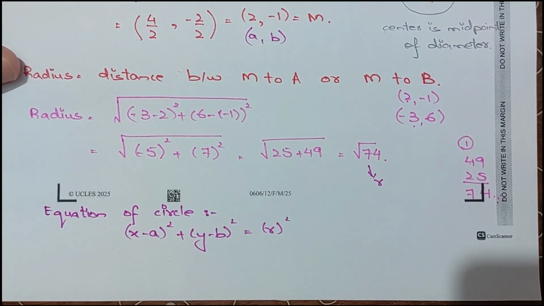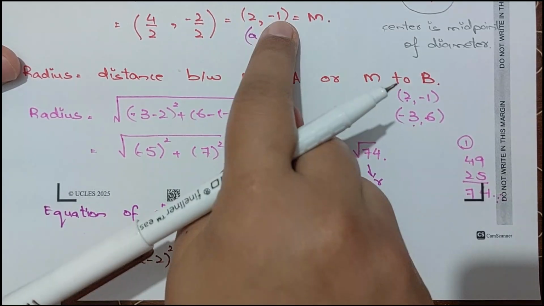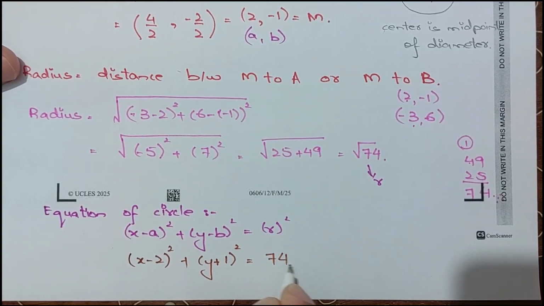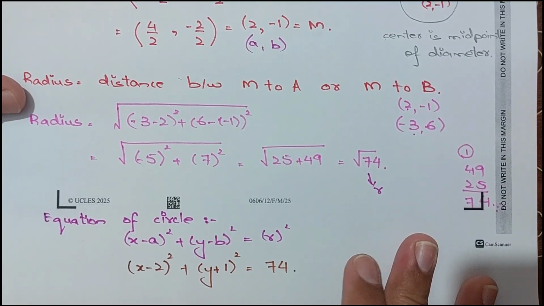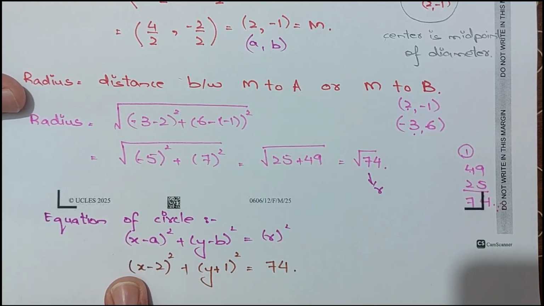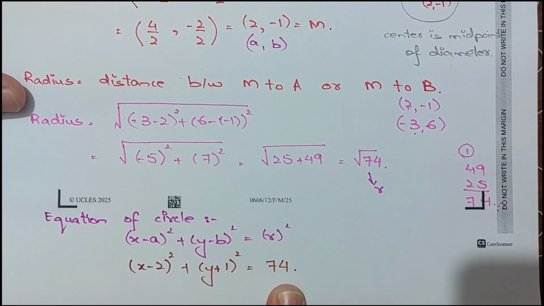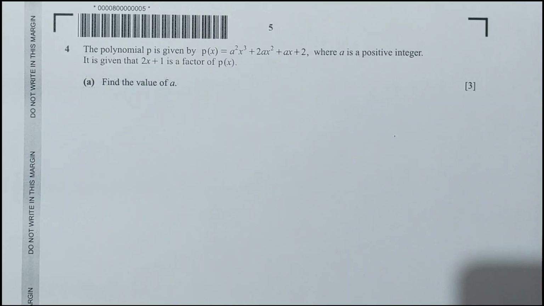Okay, let's simplify. Substitute into (x minus 2) whole squared plus (y plus 1) whole squared, and the radius squared is 74. So that is the equation of the circle. Or if you expand (x minus 2) squared and (y plus 1) squared and simplify, that is also okay. But the main thing is just to find the equation of the circle. So we need to figure out what the center is and what the radius is.